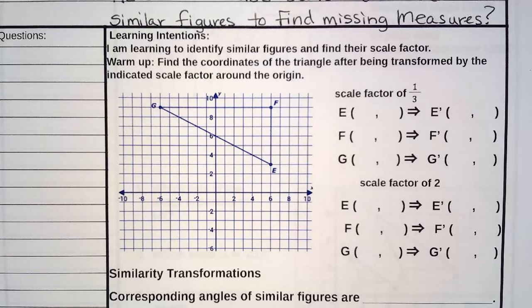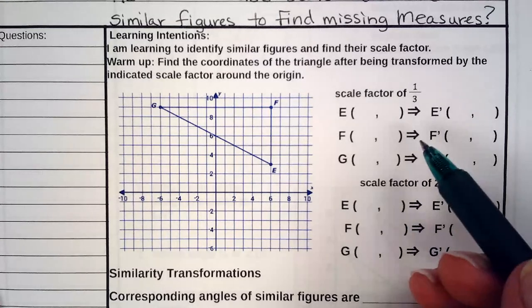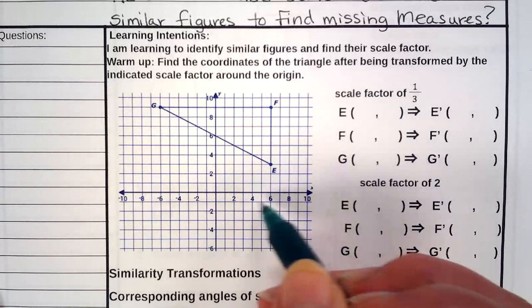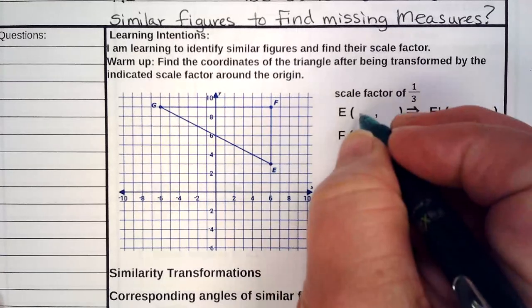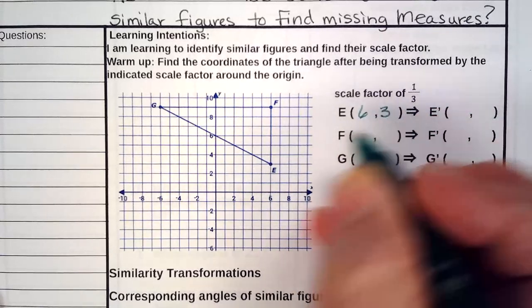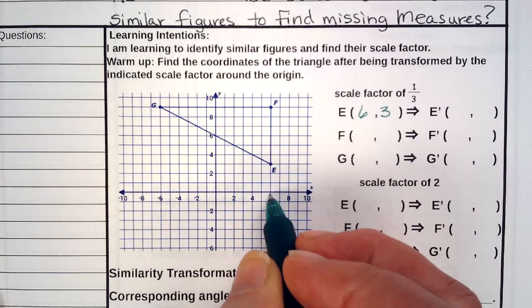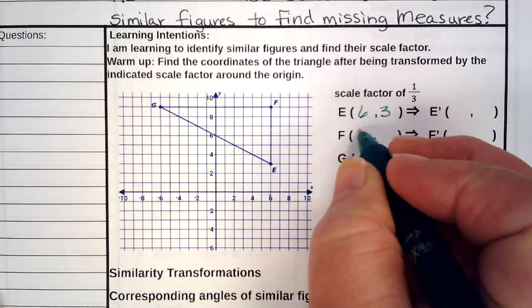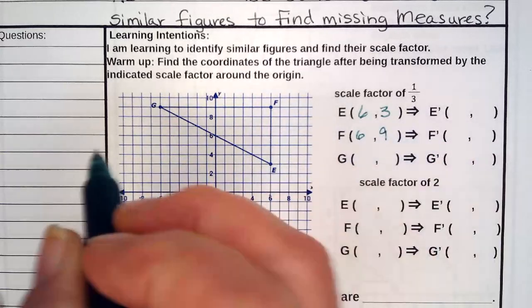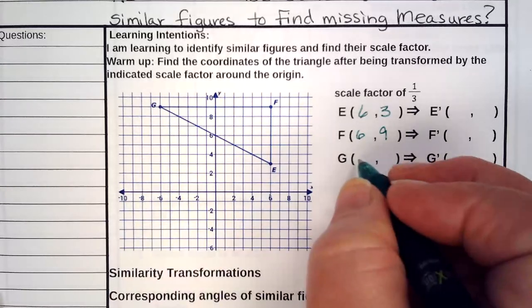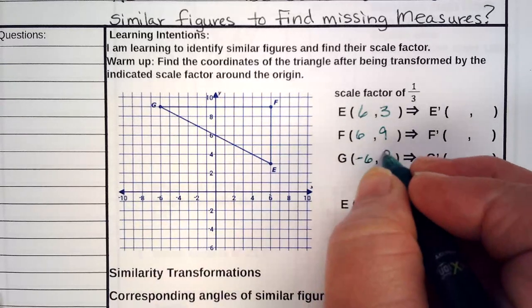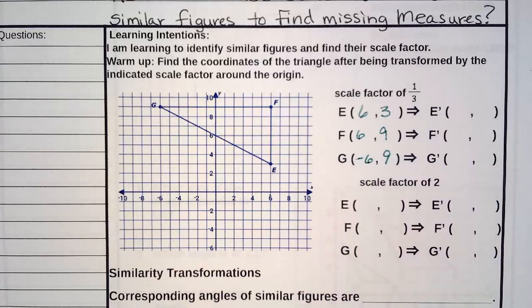So if we're looking at a scale factor of 1/3, E is the point (6, 3), F is the point (6, 9), and G is the point (-6, 9). So what do we do with the scale factor?